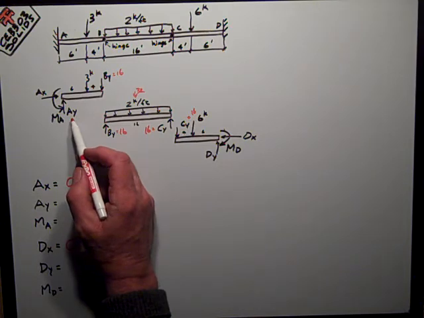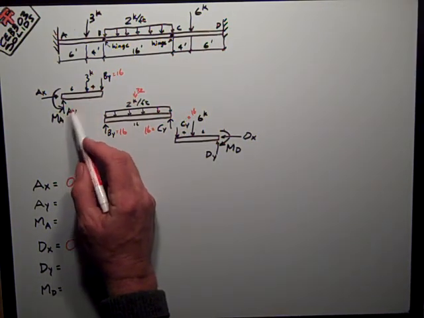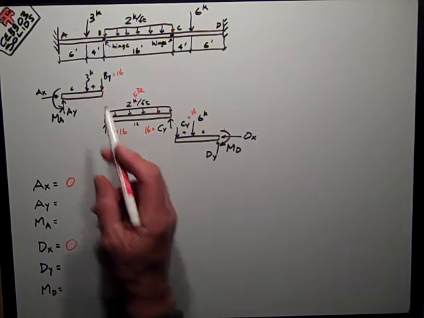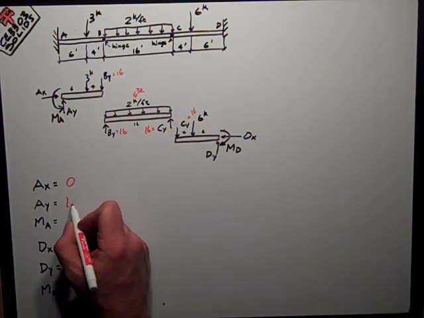Sum of the forces in the y direction is easy. I've got Ay up and 3 and 16 down on the cantilever, so Ay has got to be equal to 3 plus 16, or 19 kips.